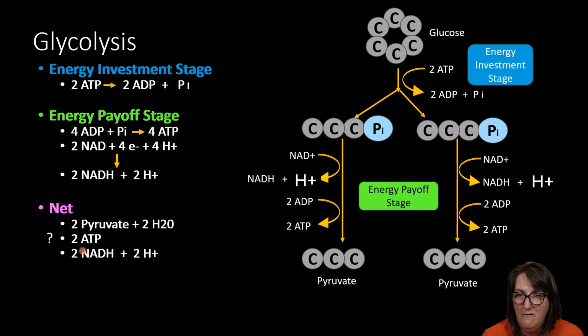And that's kind of what this is saying. I have a net profit of 2 ATP. I'm going to have 2 NADH and 2 hydrogen protons left over. So this is what I'm going to get just for glycolysis. I do not need oxygen for glycolysis to happen, okay?